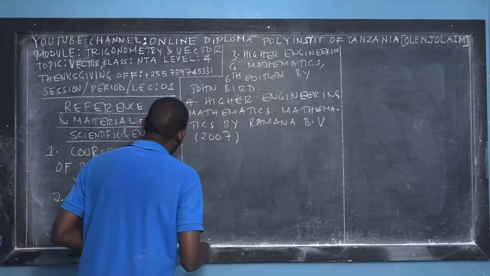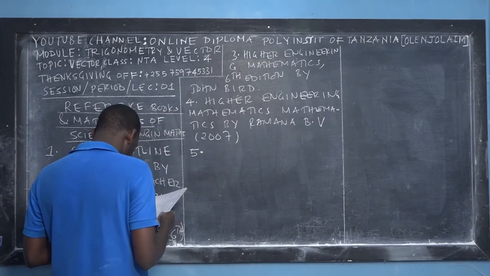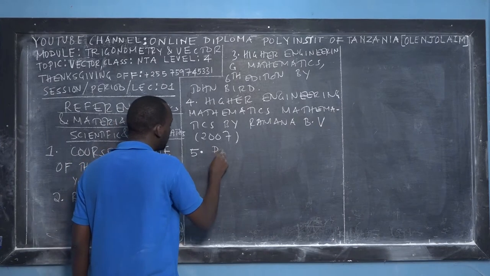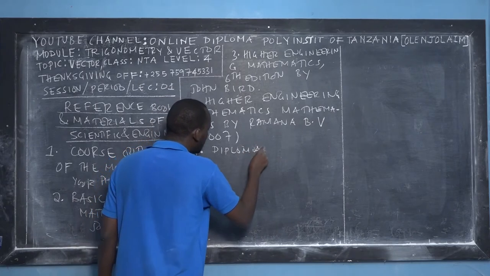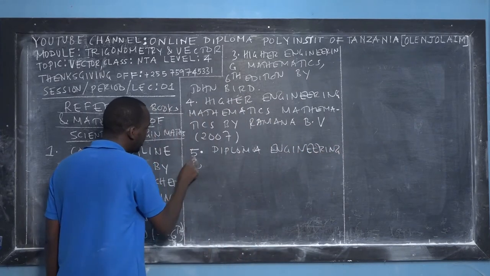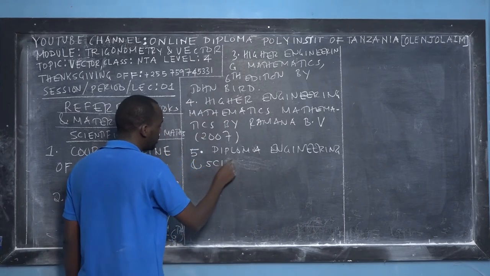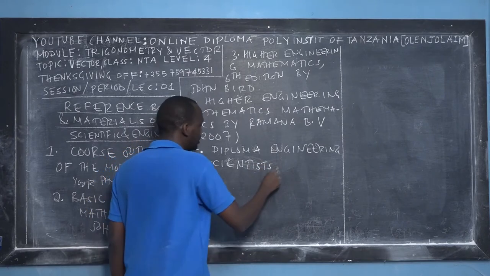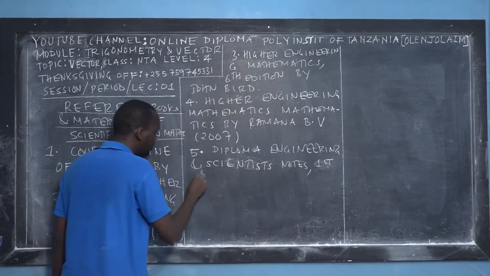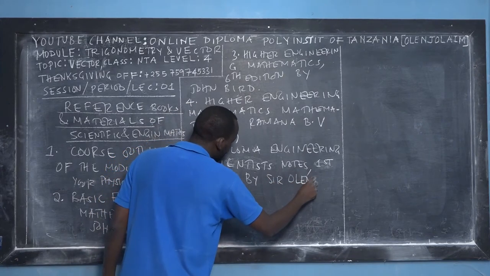Then the fifth reference that you need to master any of the modules: you should also have what we call the Diploma Engineering and Scientific mathematics notes, the first edition, prepared by Sir Olenjolai Marco, who is teaching you right now.